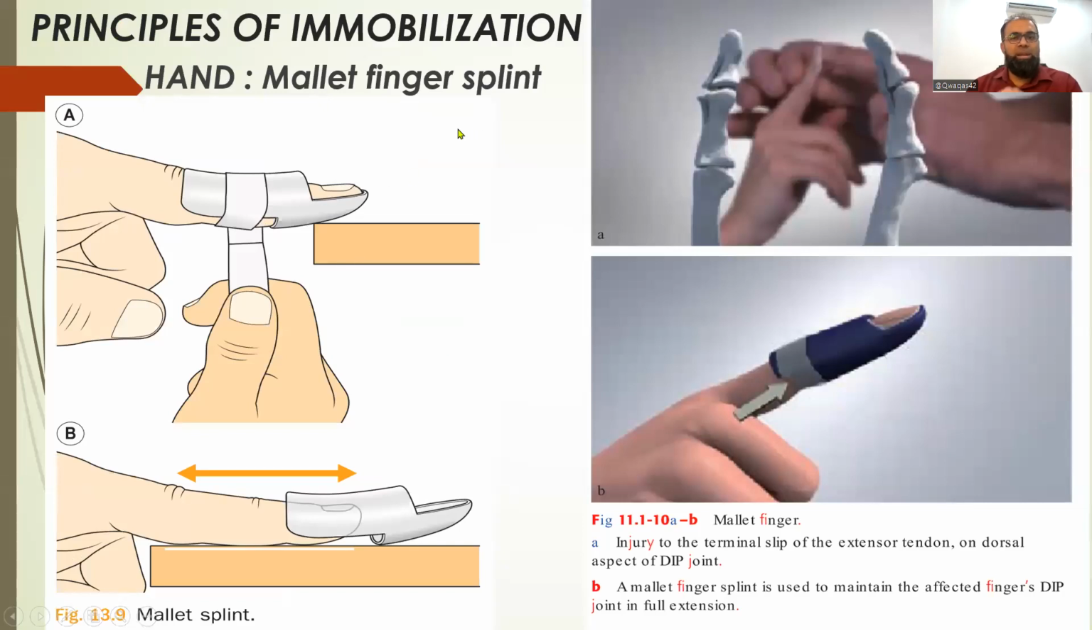And in case of mallet finger injury, you can apply a mallet splint. In mallet finger injury, you have an injury to the dorsal area of the ligament here. So you have to use it right here. So you have to keep it like that.